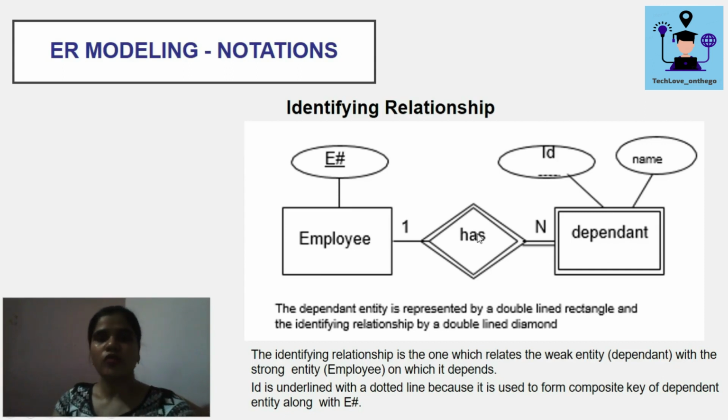Okay, so what is an identifying relationship? Every relationship which represents the relationship between the strong entity set and the weak entity set is known as an identifying relationship. So an identifying relationship is the one which relates the weak entity with the strong entity on which it depends.